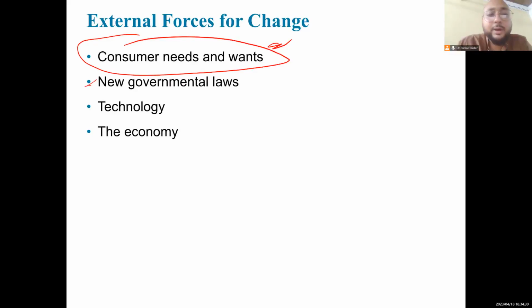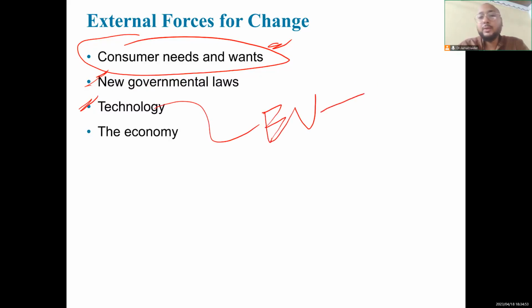So what do we mean by government laws? Like I told you, what if the government passes a law for green energy? You need to shift from fossil fuel to solar systems or dry batteries or something. Then technology is changing so fast. Like in the automobile industry now, the shift has changed from EV to hydrogen.